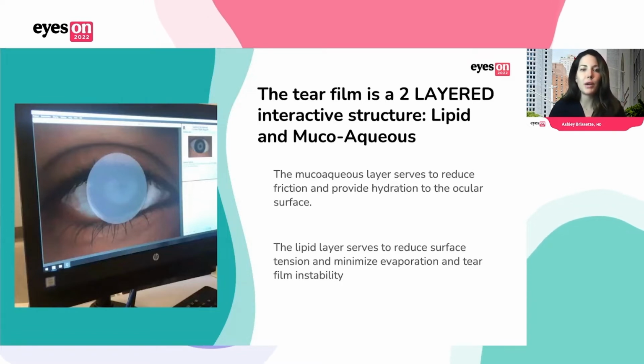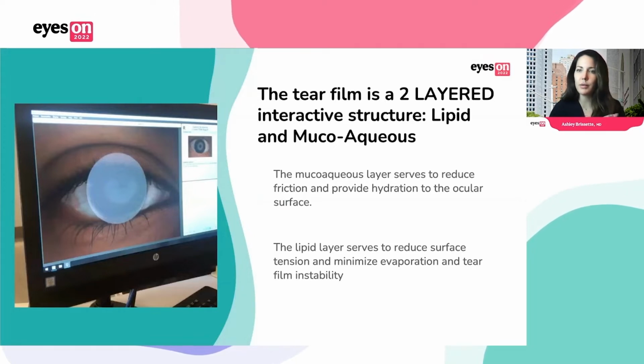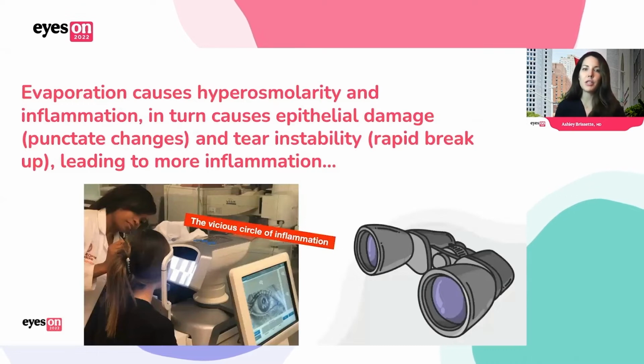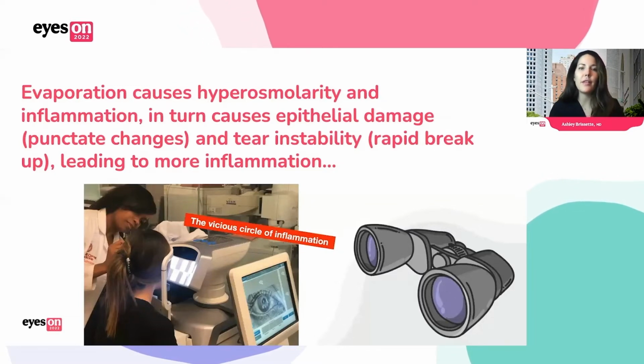So both components of that two-layered structure, so the mucoaqueous layer and the lipid layer, are important for having homeostasis of the ocular surface. So you have to have all of those components treated when you're thinking about treating dry eye disease. So not just increasing the lipid layer on the surface, but also the mucoaqueous production as well. Evaporation really leads to this hyperosmolarity and inflammation. So even if you're producing tears, if they're evaporating too fast from the ocular surface, then this can lead to symptoms and signs of dry eye disease.